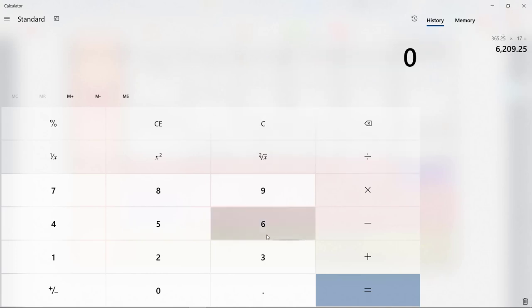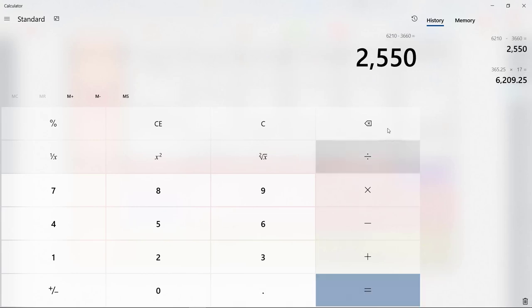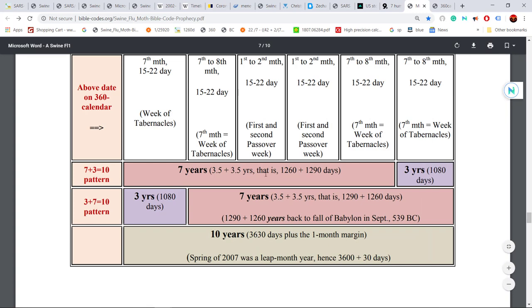Well, let's just do that just to see what I mean. 6,210 days minus a 10-year period on the 360 calendar, which is 2,550 days, minus 1,260 days, which is a 3.5-year period, is 1,290 days, which is the number of the book of Daniel with its leap month and so forth and so on. I talk about all that.